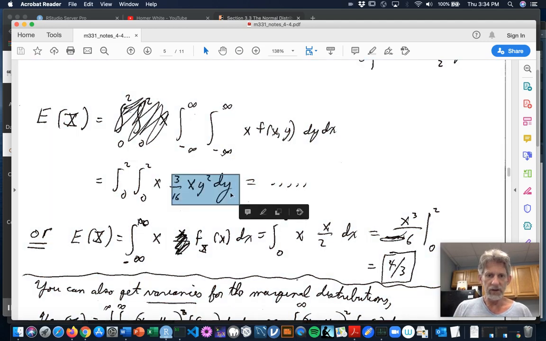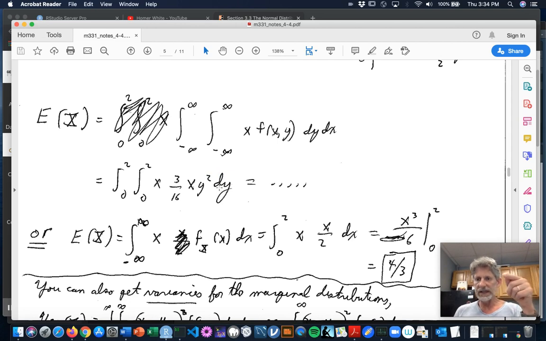And I see there's a typo. I left out a dx right after the dy. Sorry about that. Might fix it, might not. I'm getting tired of constantly scanning in the PDF, fix typos.